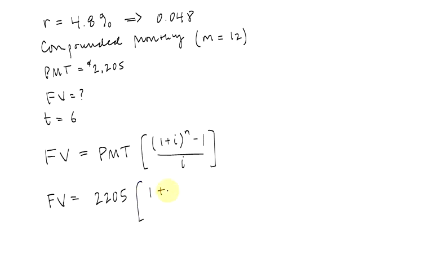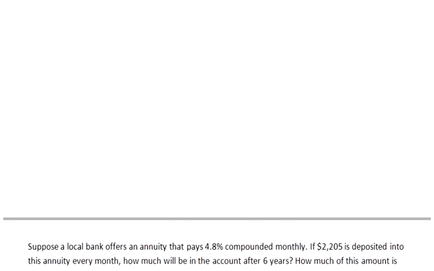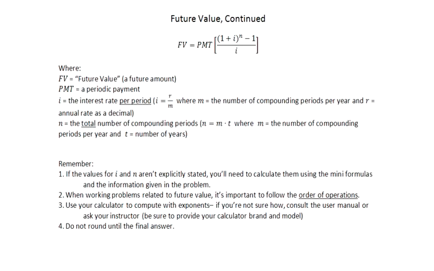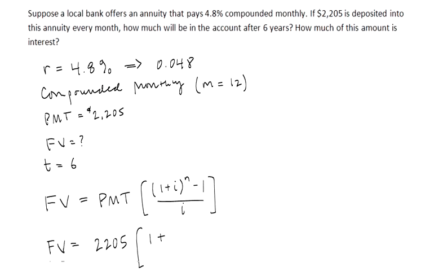Now we are not given I in our problem, so we need to use that mini calculation to find it. So recall back up here in our introduction, I is the interest rate per period. To calculate I when we're not given that value, we need to take the rate and divide it by the number of times the money is compounded per year. So we're going to take the rate and divide it by M in this case.